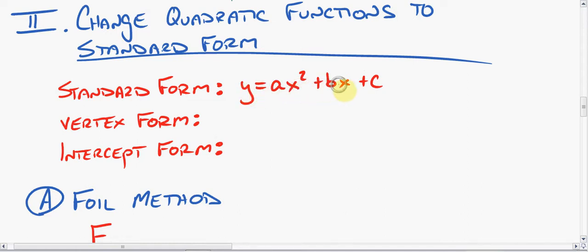But what we're going to want to end up with, hopefully, is a complete standard form, y equals ax squared plus bx plus c. That probably will happen most of the time. Sometimes you might see that a term does, in fact, cancel, though.